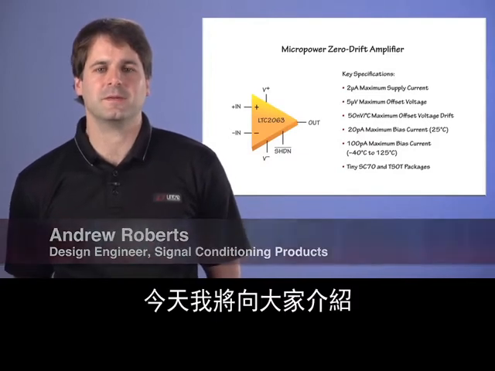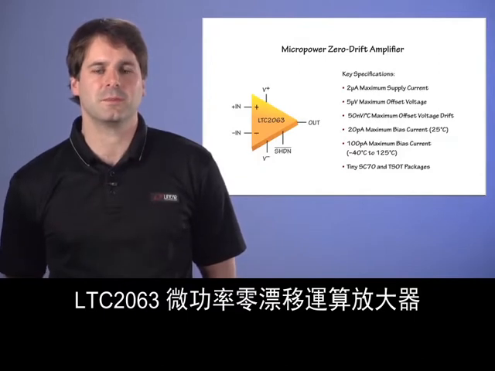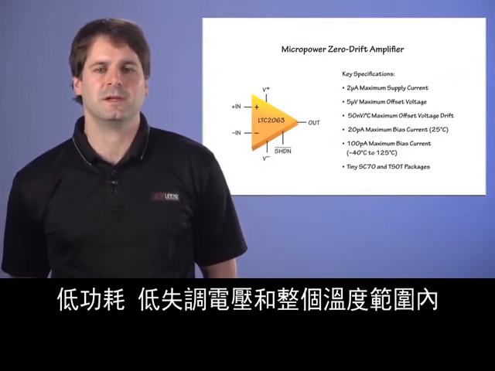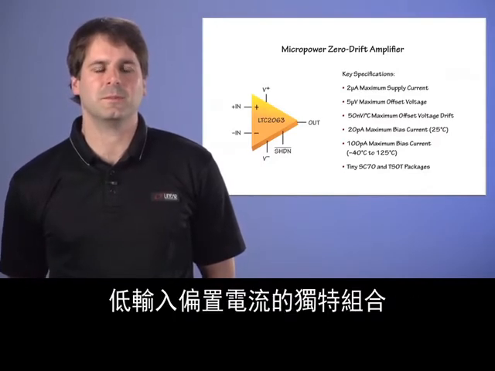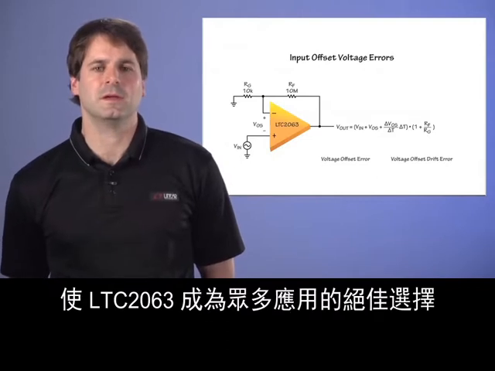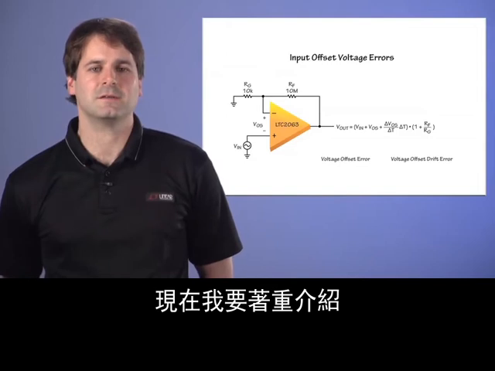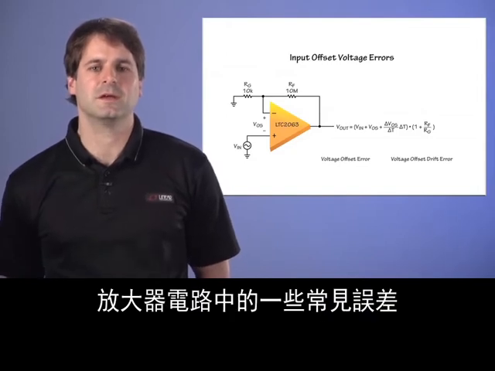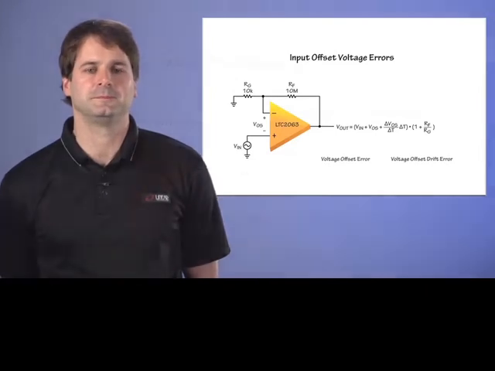Today I'm going to talk about the LTC 2063 Micropower Zero Drift Operational Amplifier. The unique combination of low power consumption, low offset voltage, and low input bias current over temperature makes the LTC 2063 an excellent choice for many applications. I will now highlight some common errors in amplifier circuits and show how the LTC 2063 minimizes them.